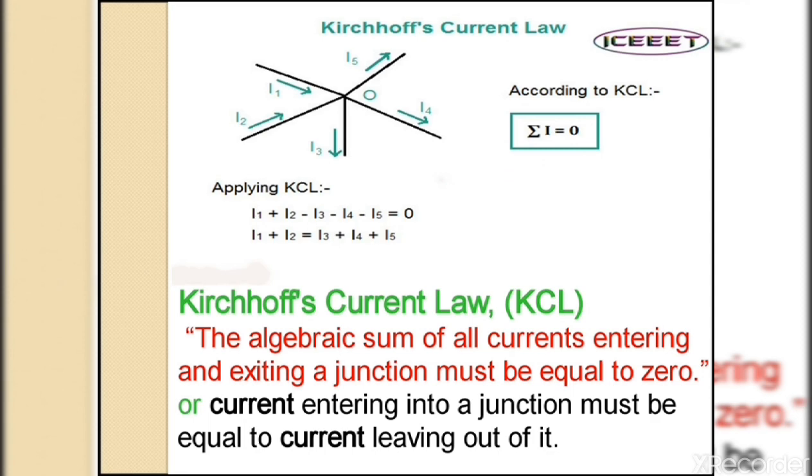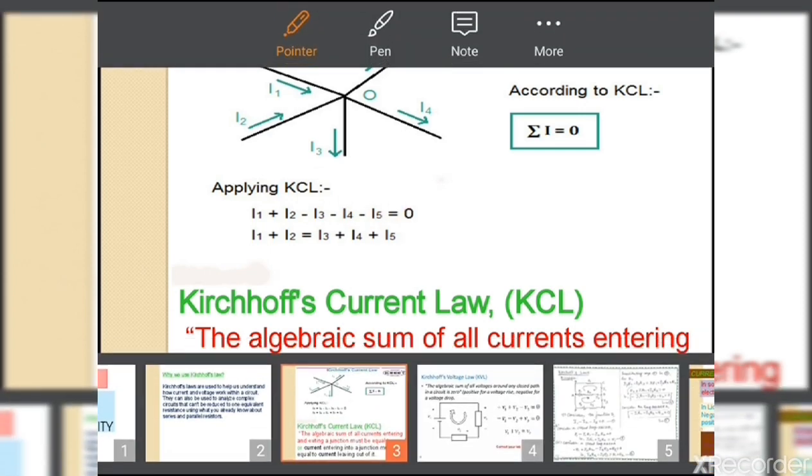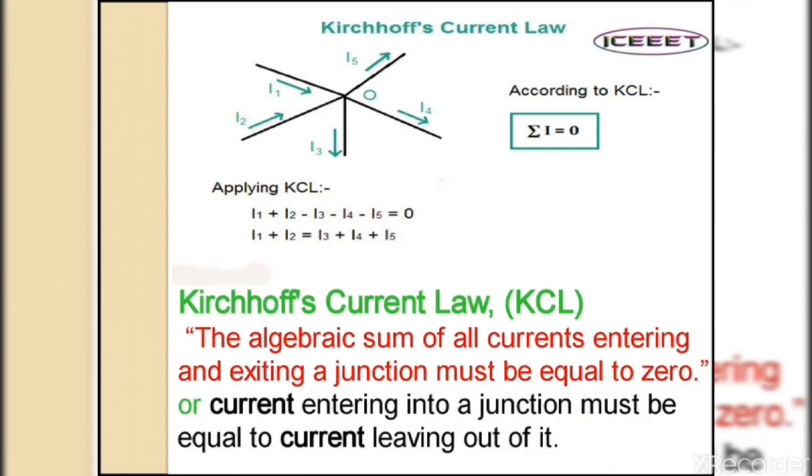For this we assume a sign convention. Entering currents are taken as positive, and leaving currents, the output currents, are taken as negative. So we can write I1 plus I2 minus I3 minus I4 minus I5 equal to 0. The total sum of the currents is equal to 0. This is Kirchhoff current law.